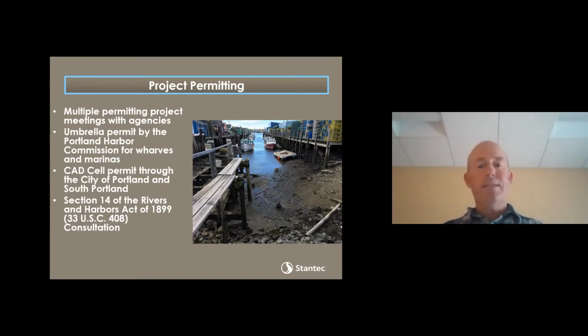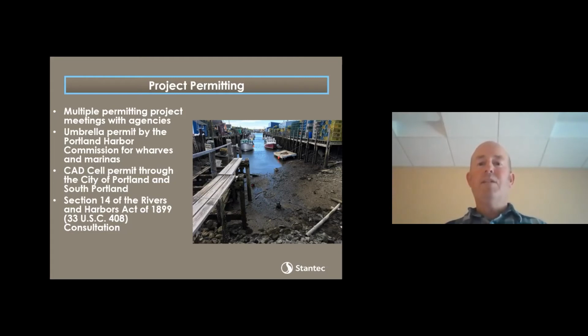Touch on a quick lesson learned. I think Bill mentioned this, the interaction of projects with the federal channel. We certainly knew that we had to do consultation under Section 14 of the Rivers and Harbors Act, we call it 408 consultation, where a project will potentially impact the federal channel. But we didn't realize that the level of effort was a little more than anticipated.